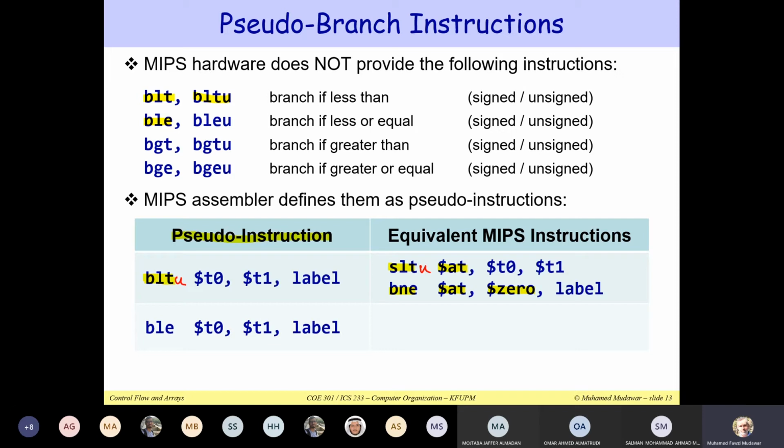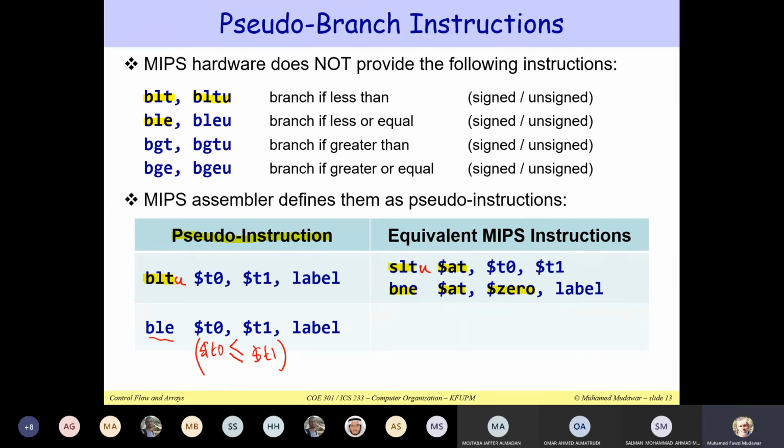How about the branch less than or equal? Yes, for less than or equal, I would like to branch. What do we use? We use branch equal. Well, let me write it down. T0 is less than or equal to T1. I would like to branch if T0 is less than or equal to T1. That's the meaning of branch less than or equal.